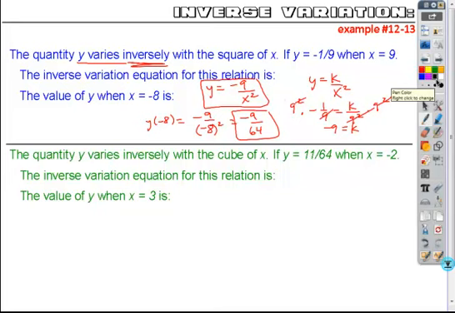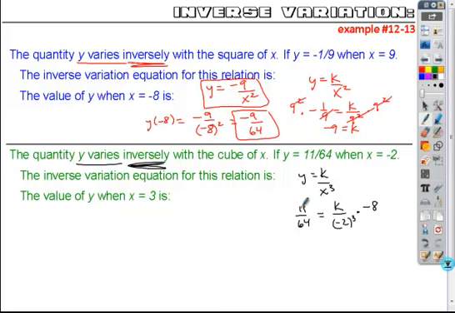Okay, the next example has y varying, so y equals k times something. Inversely means divided by the cube of x. So there's my equation. Plug in my values. 11 over 64 equals k over negative 2 cubed. So to solve for this, I'm going to multiply both sides by negative 2 cubed, which is negative 8. Those cancel, and 8 goes into 64 8 times. And so I have negative 11 over 8 for my k value.